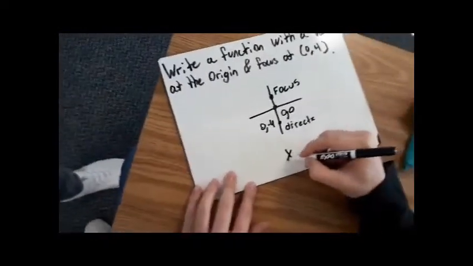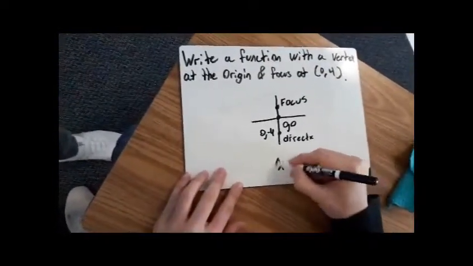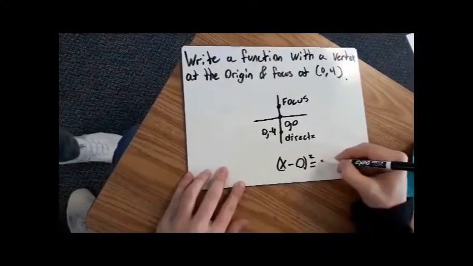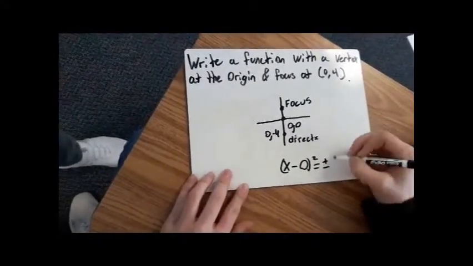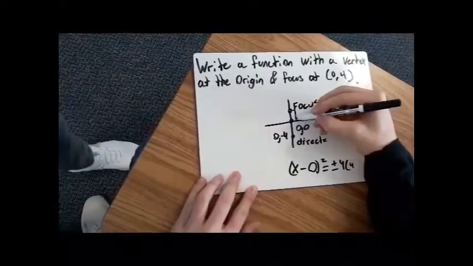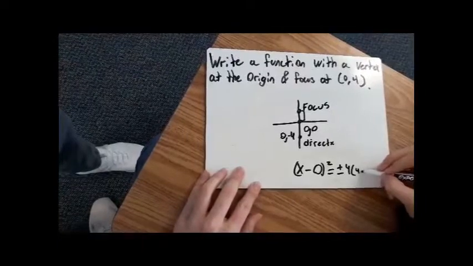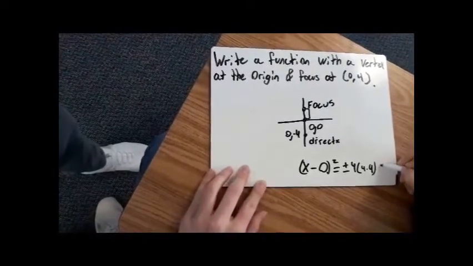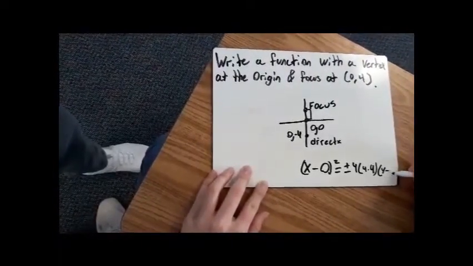So it'd be (x - 0)² = ±4 times 4, because p is the distance from the focus to the vertex, and then you'd have (y - 0).